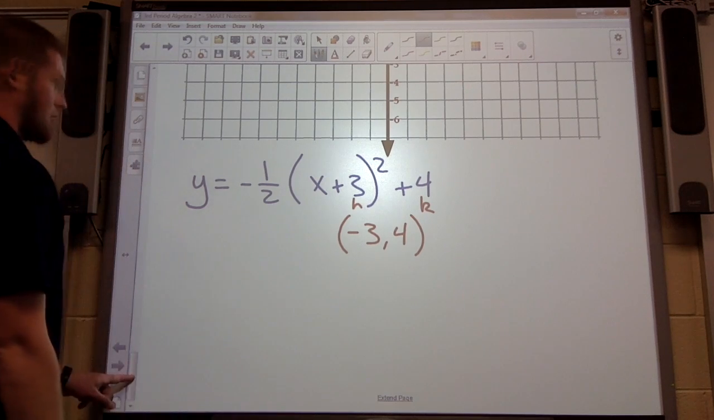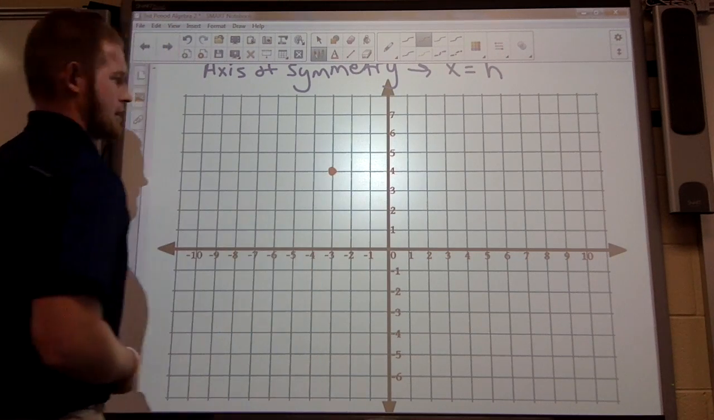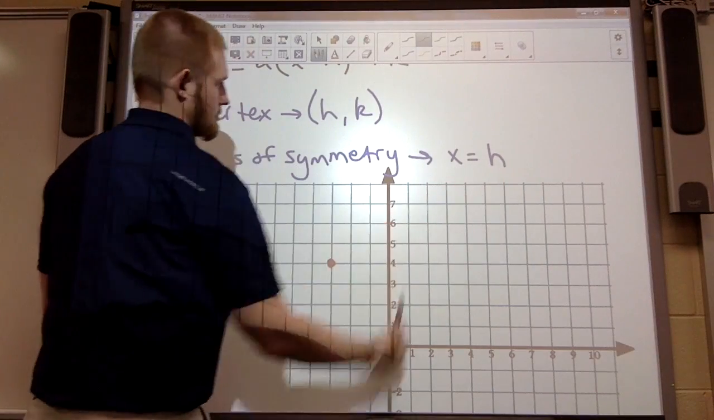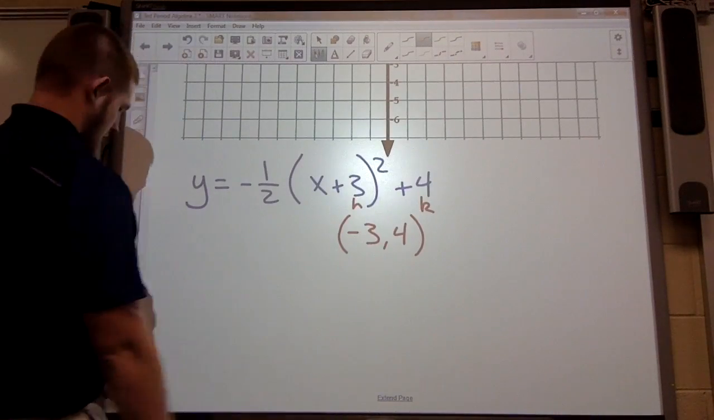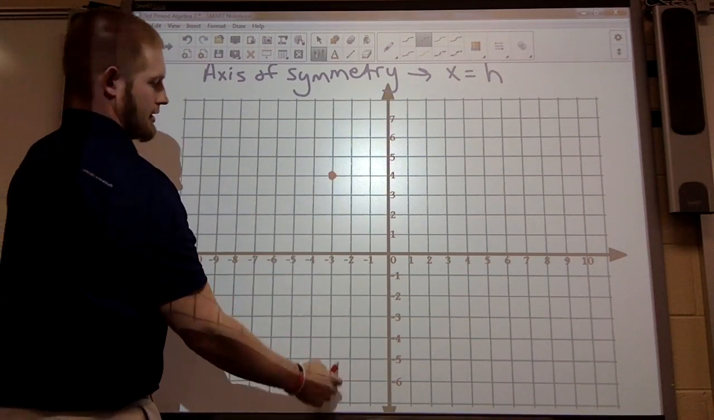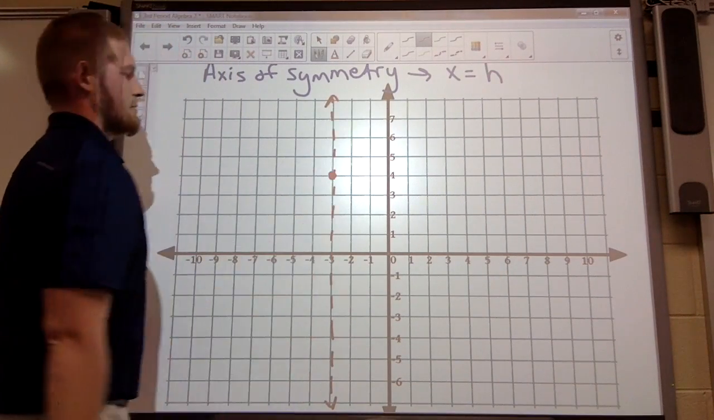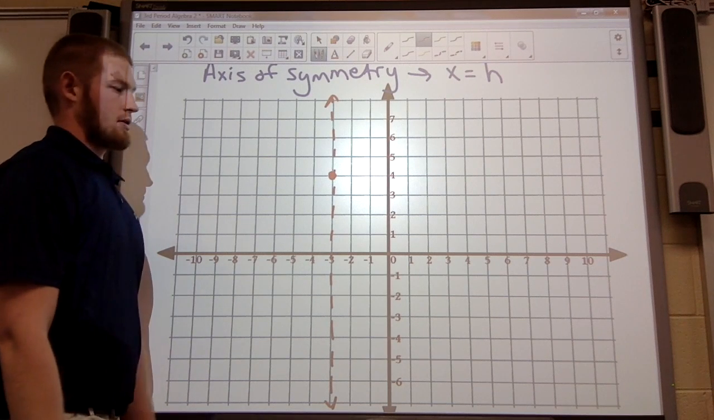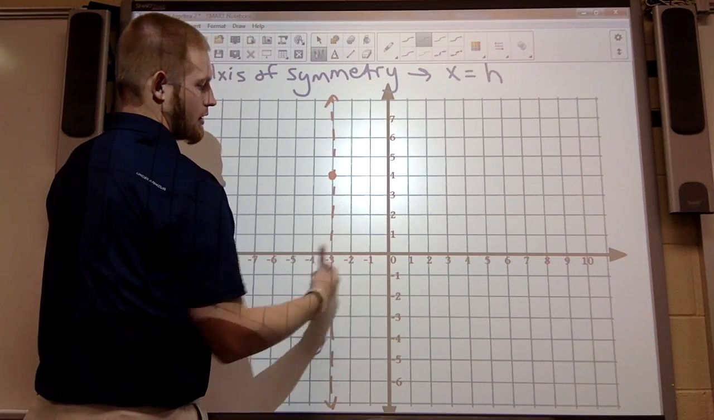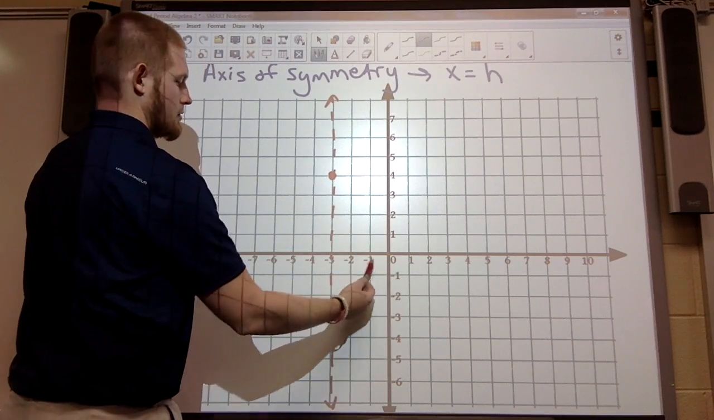Alright, so I can go up here, negative 3, 4. There's my vertex. I also know that my axis of symmetry is at x equals h. Okay, well I should know, once I have my vertex plotted, my axis of symmetry has to go through that. It's always going to be vertical right now. Okay, so now I have my axis of symmetry. Pick easy points. Negative 2, negative 1. Don't go too far over here because you might get some crazy numbers. Okay, do negative 2, negative 1.